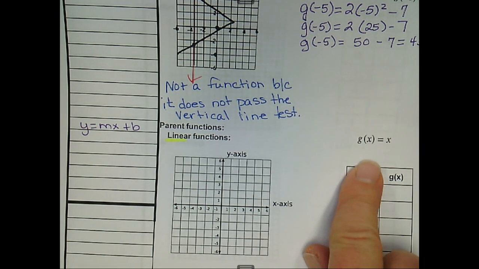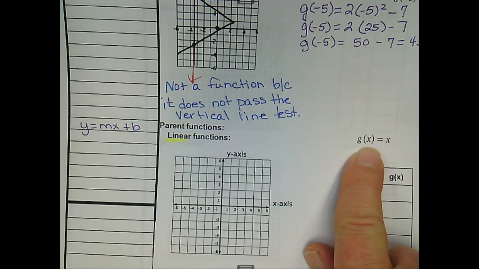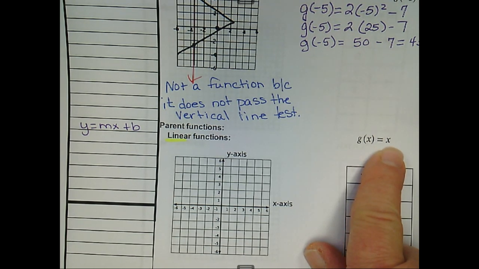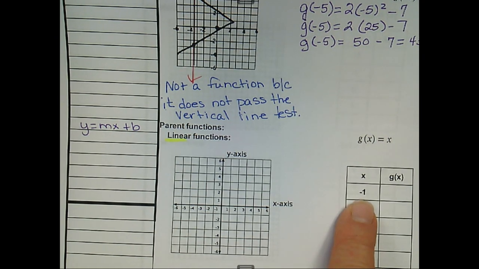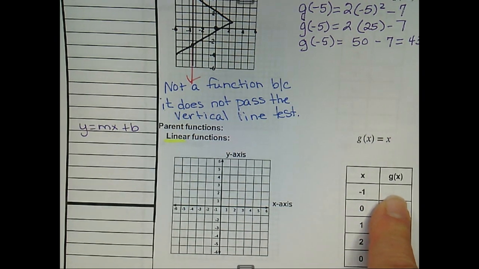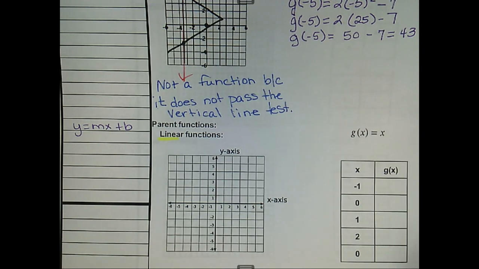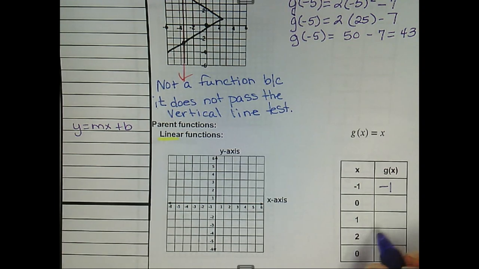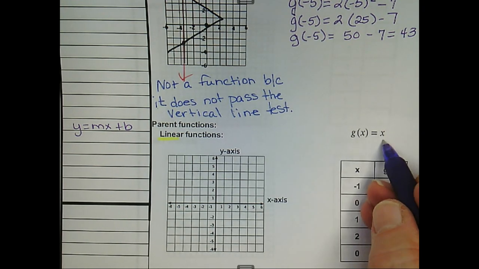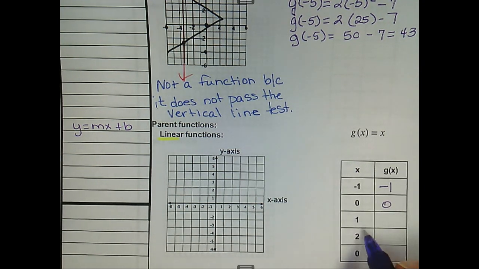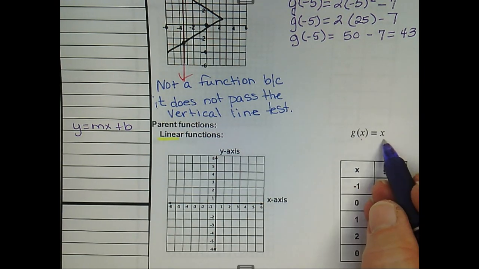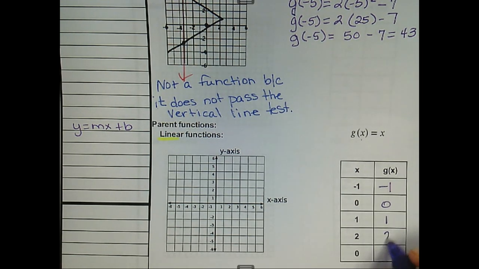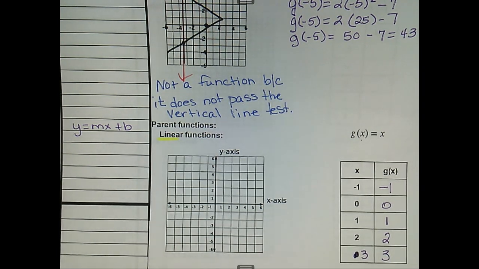So if I'm looking at the function g, when I put in x, I get x back out. So whatever x is, that is also going to be my output. So if I put in -1, I get out -1. If I put in 0, I get out 0. If I put in 1, I get out 1, and so forth. This one actually should be 3. Sorry. I'll have to go in and correct that on my notes.